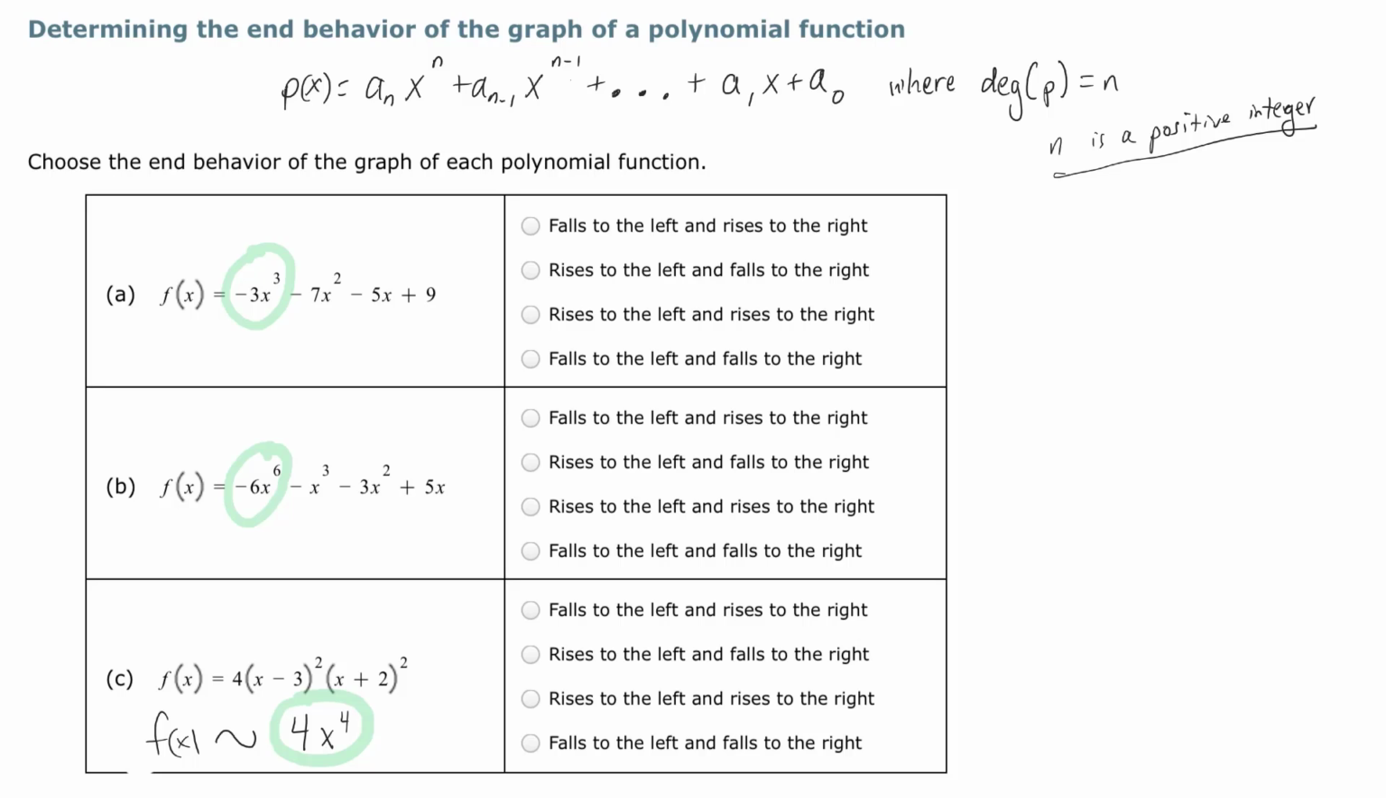Once I have that, I could actually draw the behavior of this. Why don't we say it this way? f of x is similar to the opposite of 3 times x cubed. And what is the end behavior for that? It goes something like this, right? I'm just going to draw the ends.